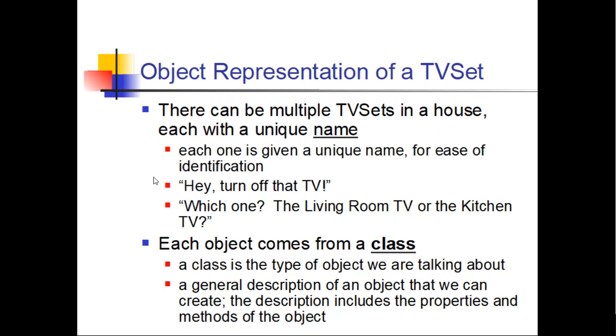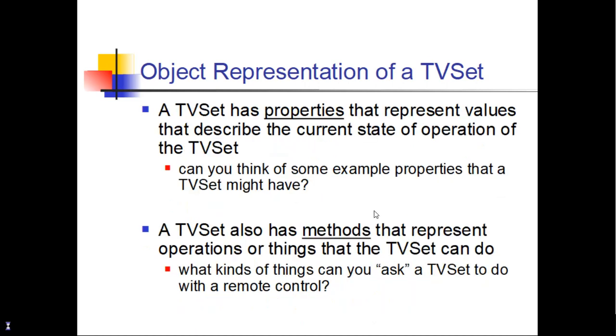Okay, so class is the type of object we're talking about. So a general description of a student would include name and address and number of credit hours and major as properties, and then also capabilities. So the class is a general description of an object that can be created from that class, and the description includes the properties and methods.